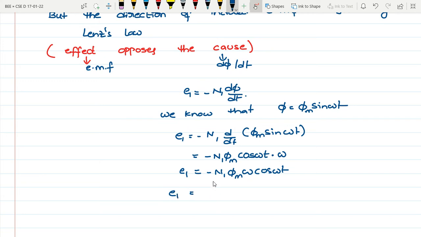Now what I am going to do is, I want to remove this minus sign and this cos. I want it in terms of sine to compare with the standard equation. Standard equation for alternating quantity is in terms of sine only, sine omega t, and there is no minus sign also. So for that, N1 phi m omega, this cos omega t, can we write it as sine? Cos theta is equal to sine 90 minus theta. Is it right? Pi by 2.